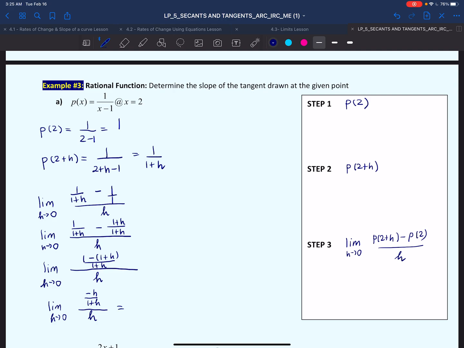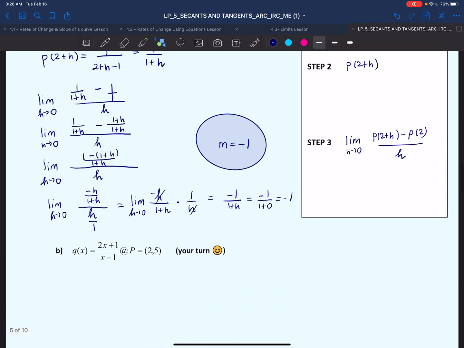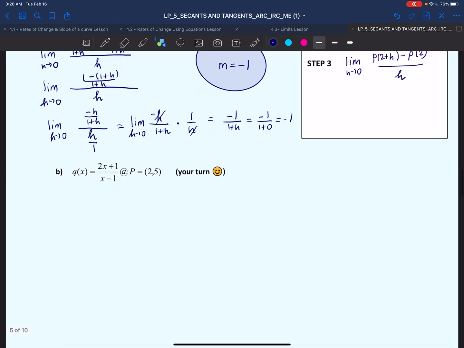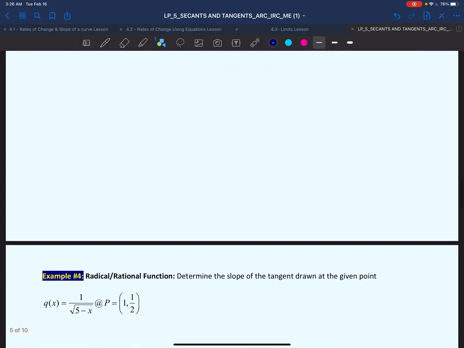Which is the limit, again, as h approaches 0 of negative h over 1 plus h. We can make this a fraction, multiplied by 1 over h, which is negative 1 over 1 plus h, or simply negative 1 over 1 plus 0, negative 1. So in this case, the slope is negative 1. Now you can try with the next equation. It works in the same way.